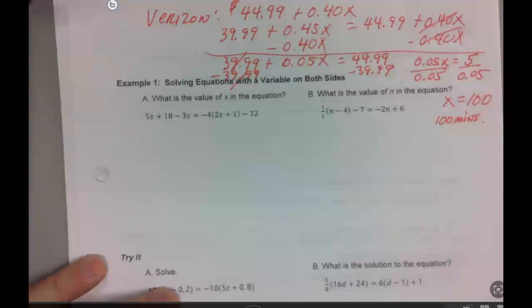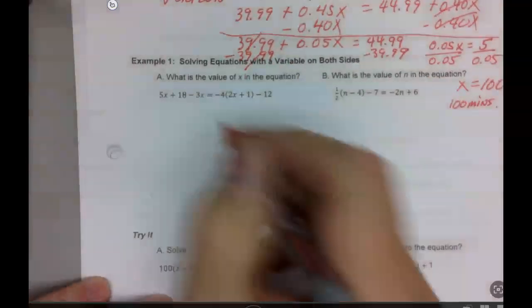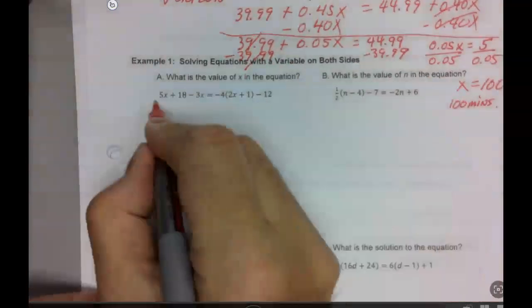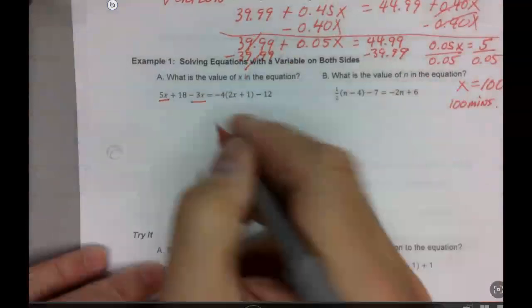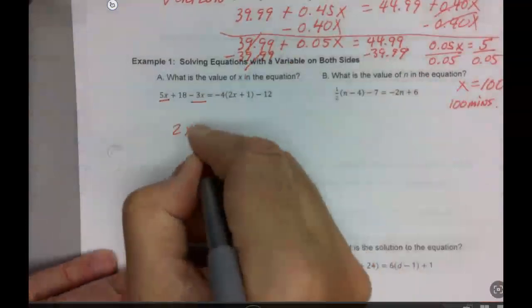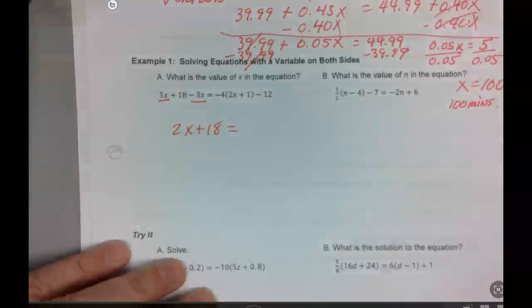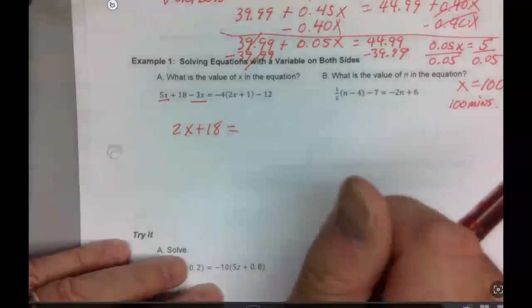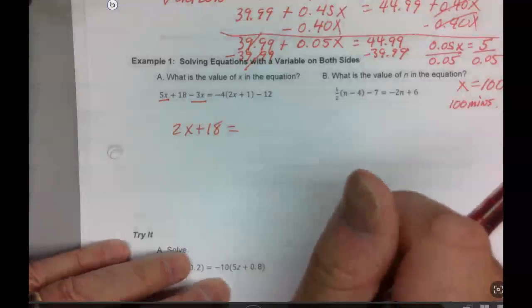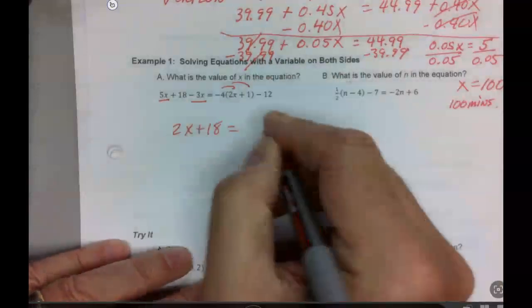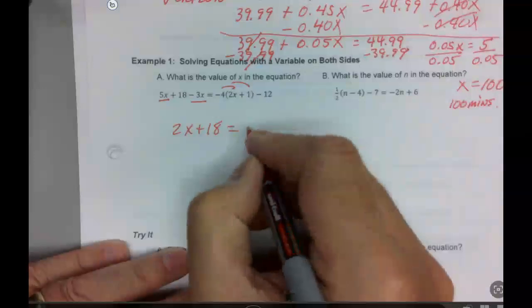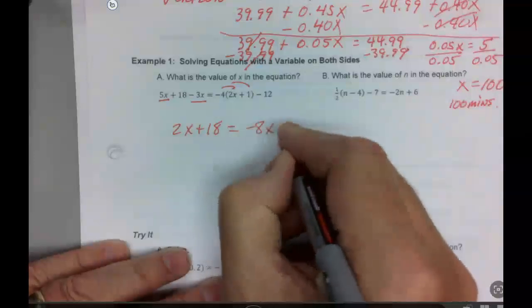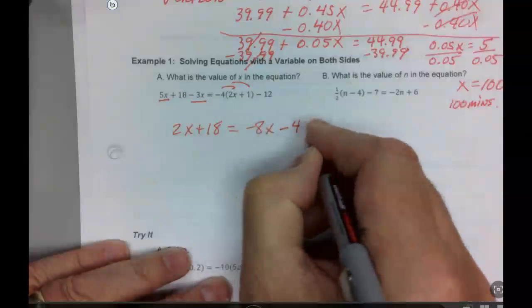A here. Can we combine any like terms here? We can combine these two, can't we? What does that give me? 2x? Is that correct? And then, Kevin, what do I need to do on the right side? Probably need to do distributive. Yep. And what does that give me when I distribute? Negative 8x and negative 4. And then I bring my 12 down.